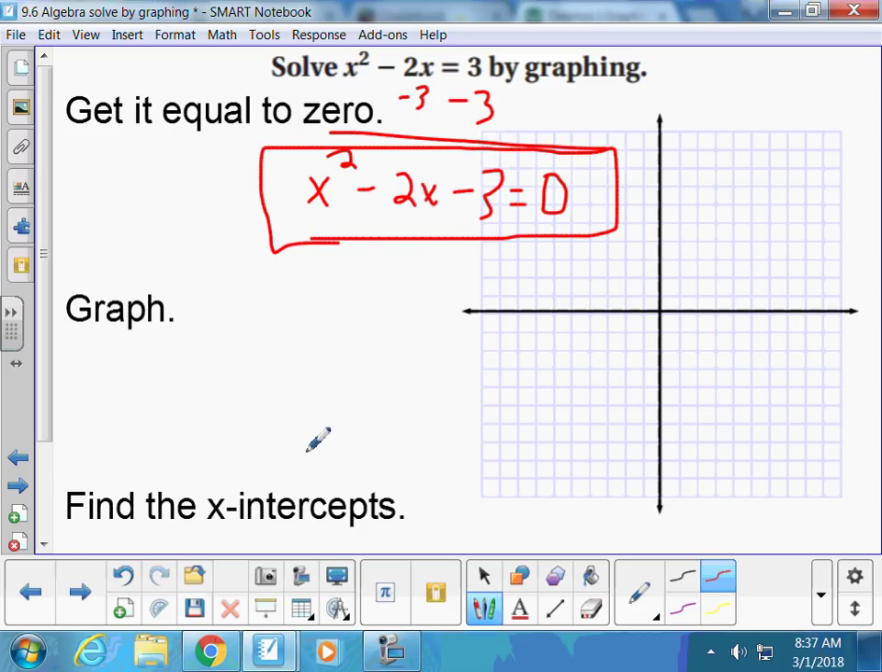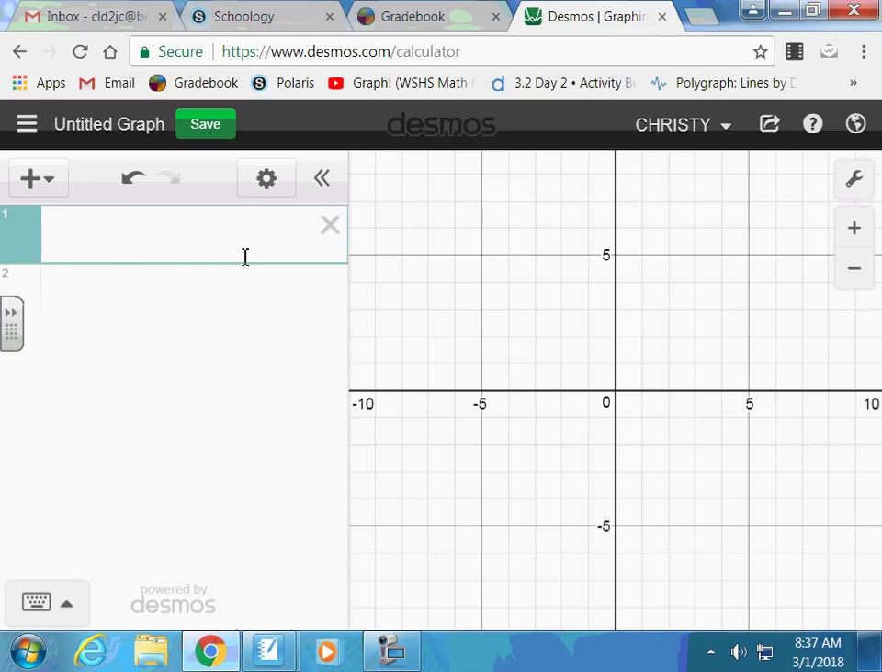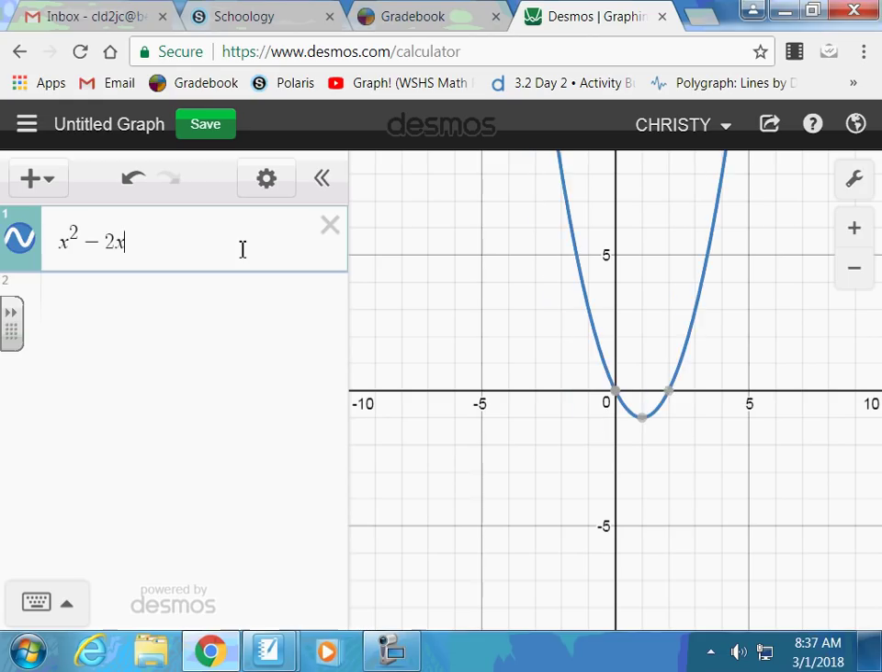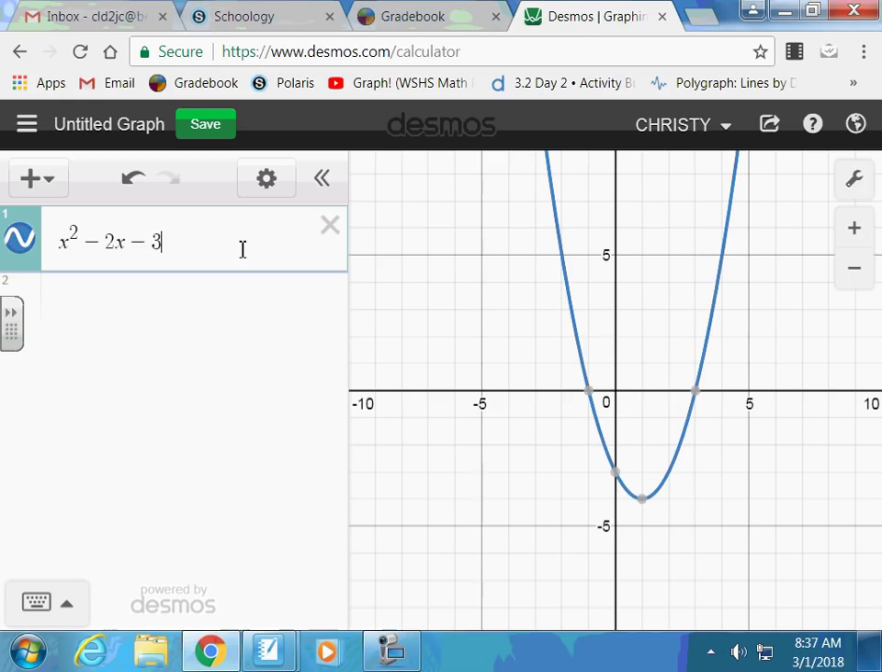x squared minus 2x minus 3. And notice I did not even need to type in y equals. I think you can type it in, but I don't think it's a necessity. Okay, so just be aware of that. You don't need to type it in.